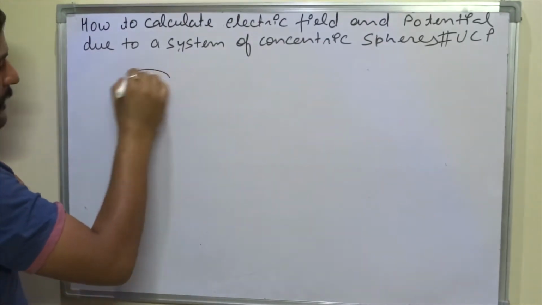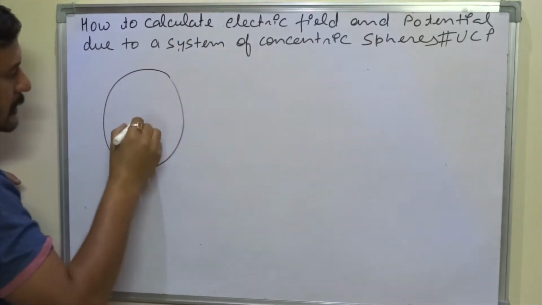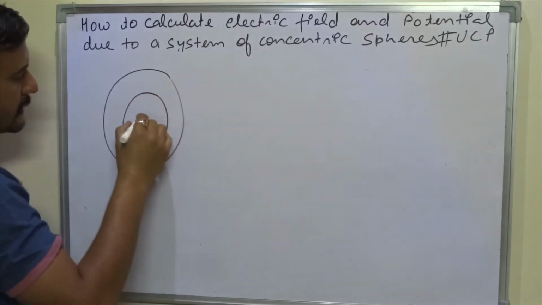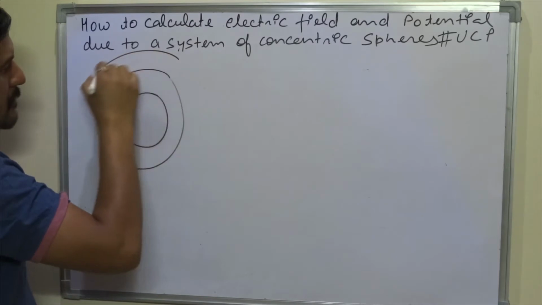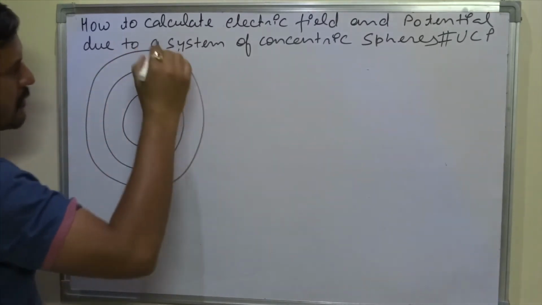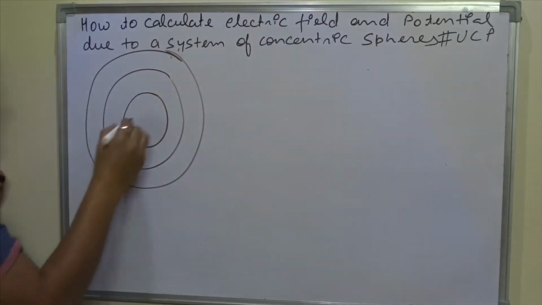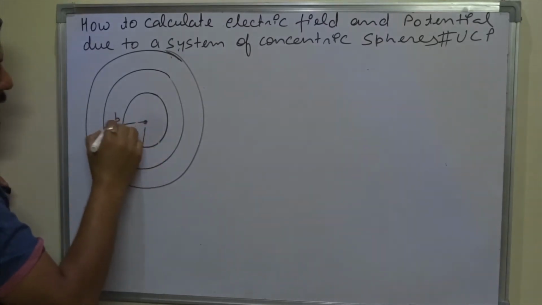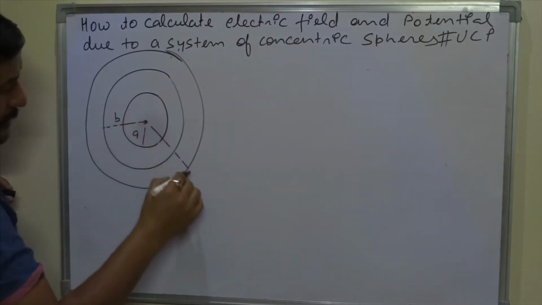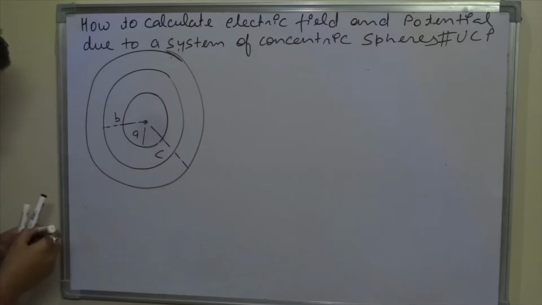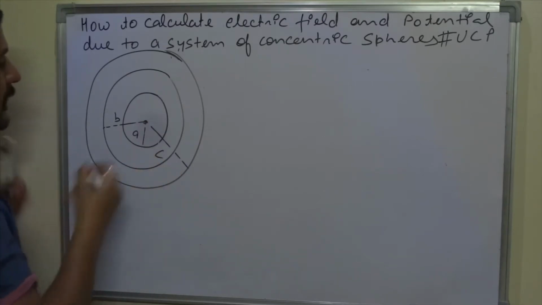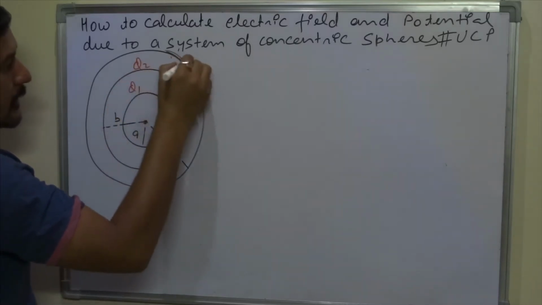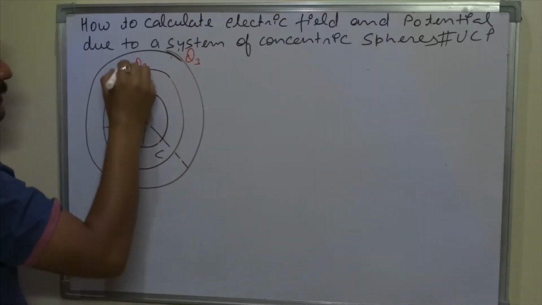So there are three spheres. Their radii are A, B, and C. The charges on the spheres, from the innermost, are Q1, Q2, and Q3. All are positive.